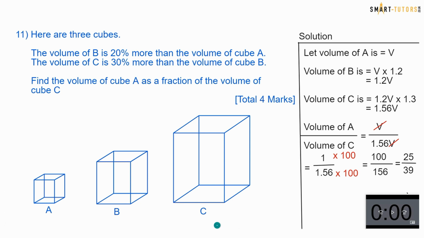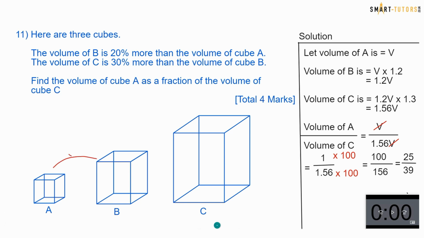Let's do this question. Let the volume of A be V. So we consider the volume of A is V. So the volume of B is V times 20% more. So here, 20% more means the multiplier.